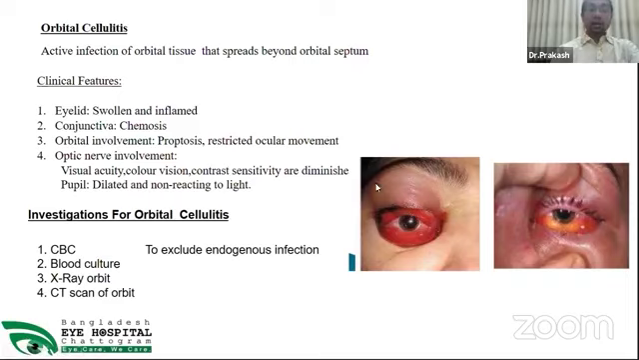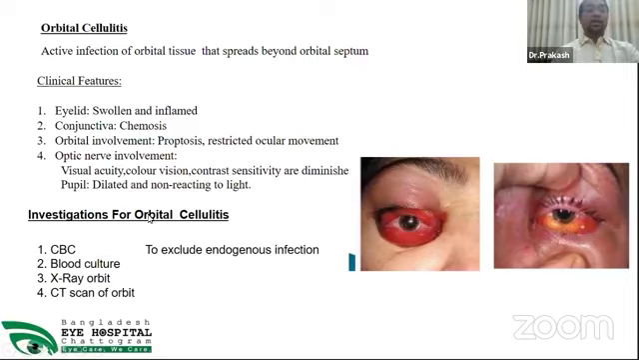And the conjunctiva is chemosed. Chemosis of the conjunctiva and hyperemia, that is, it is congested. And what is chemosis? That is edema of the conjunctiva, because there is passive venous congestion. That's why there is edema. And as the orbital tissue is actively involved, there is proptosis, axial proptosis, and ocular movement is restricted.